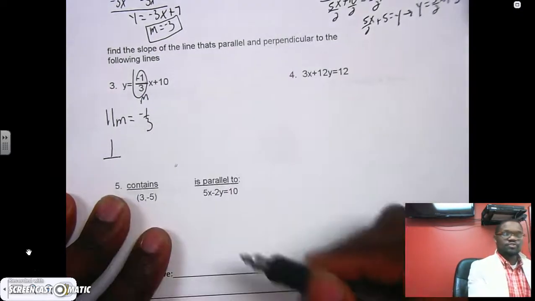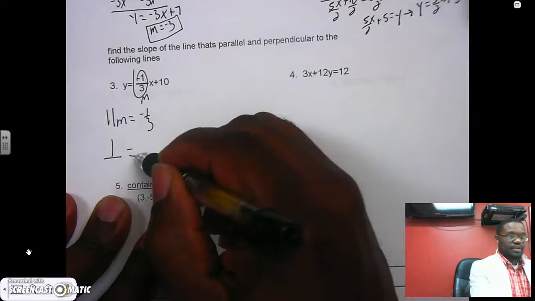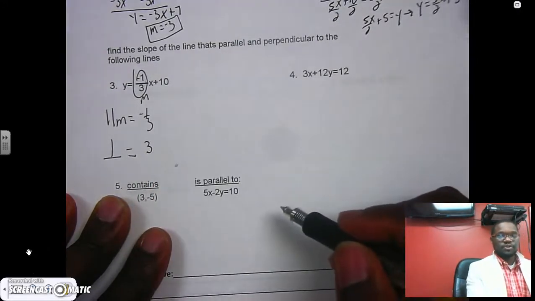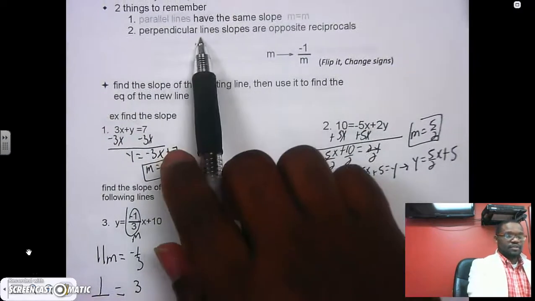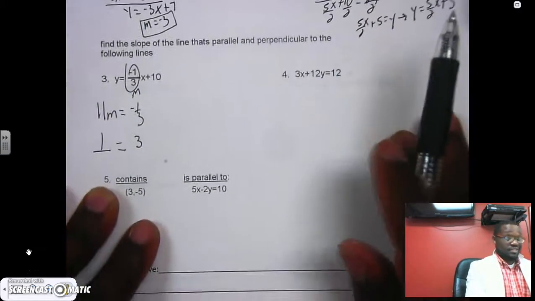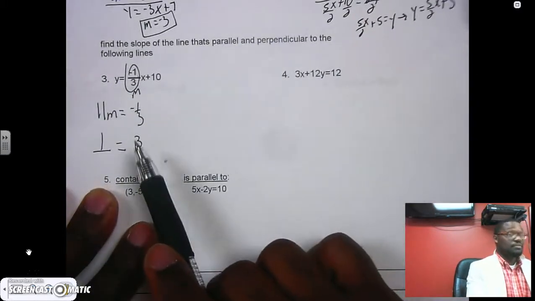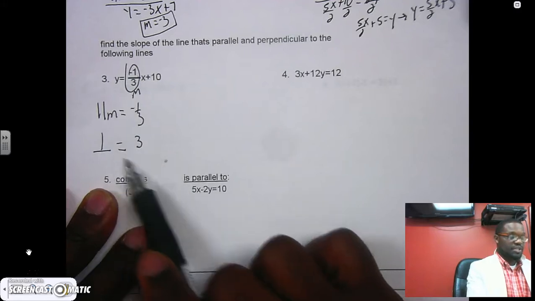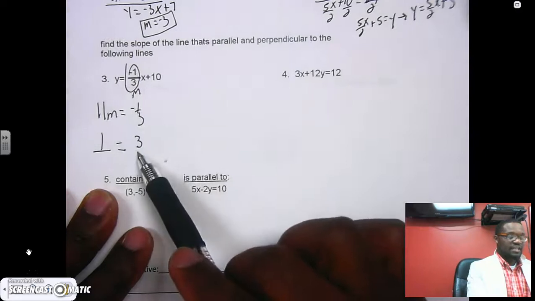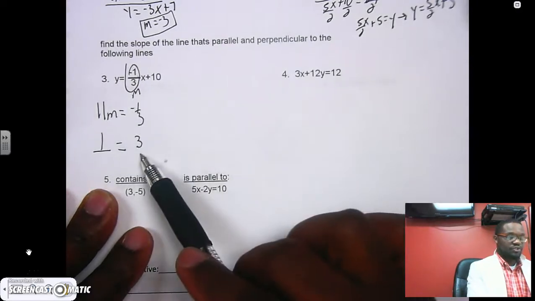This is the universal symbol for perpendicular. The perpendicular slope of this is 3, or you would say 3 over 1. Why? Because perpendicular line slopes are opposite reciprocals. Now, I can't remember if I just said parallel, but if I did, I meant to say perpendicular. The perpendicular slope here, you got to do the reciprocal and change the sign. So that's how we get 3 over 1, or just 3.